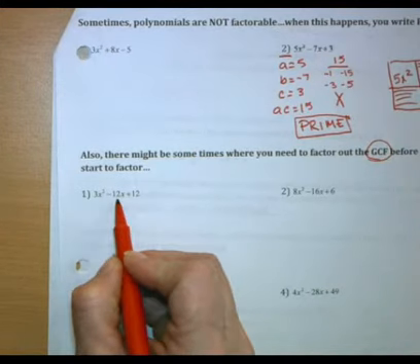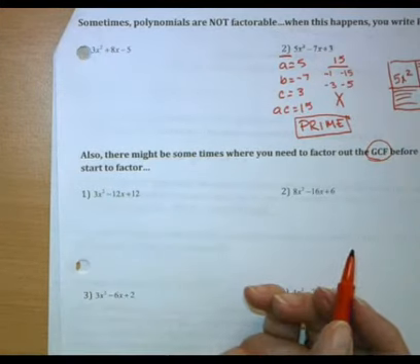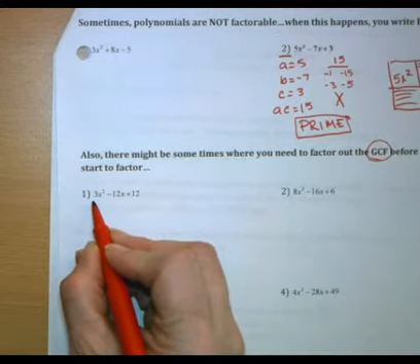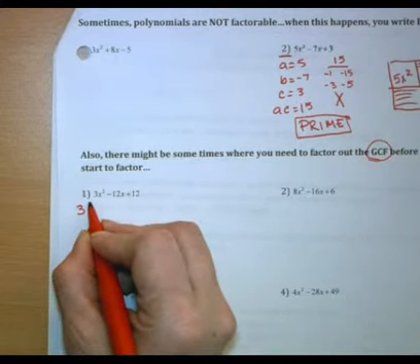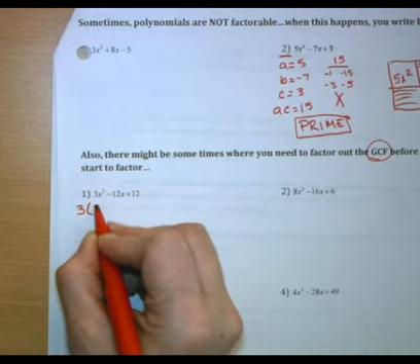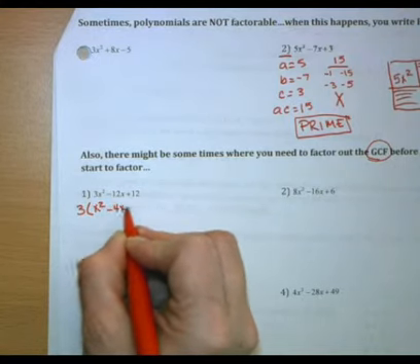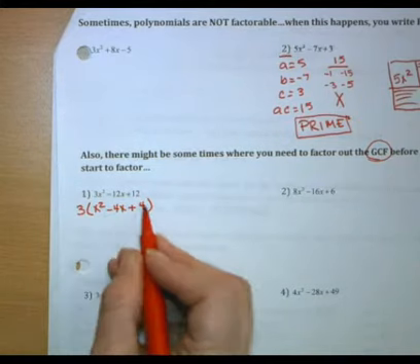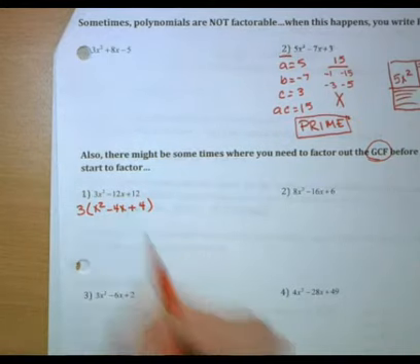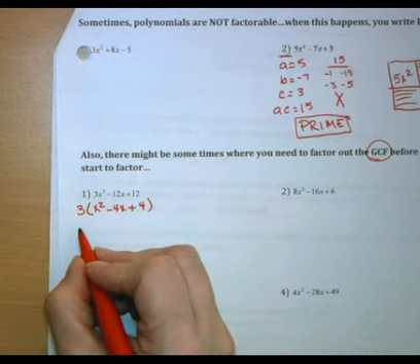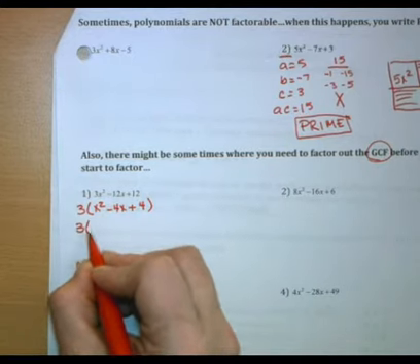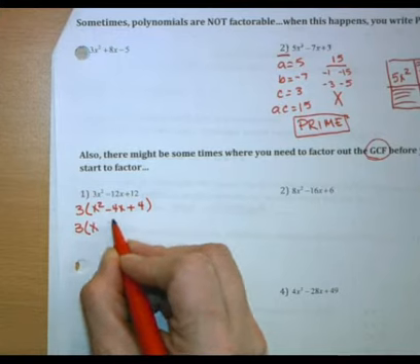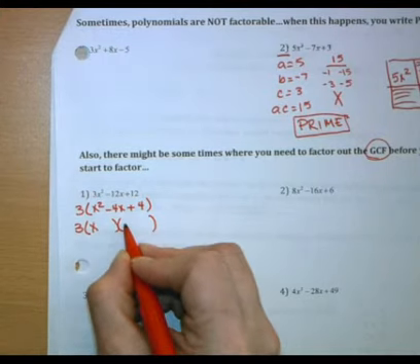So 3x squared minus 12x plus 12. If you just were looking for GCF, you're going to pull 3 out of everything. So this problem can be rewritten as 3 times x squared minus 4x plus 4. Right? Okay, so now I'm just going to factor out that trinomial and write whatever my binomials are next to this 3. It's going to be 3 times whatever my 2 binomials are.